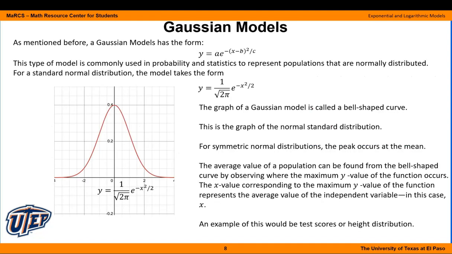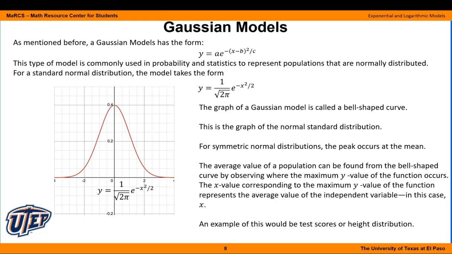Next, let's discuss Gaussian models. A Gaussian model is commonly used in probability and statistics to represent data that are normally distributed. The graph of a Gaussian model is called a bell-shaped curve. One of the most important examples is the standard normal distribution shown on the slide. Notice that the graph is symmetric about its center.